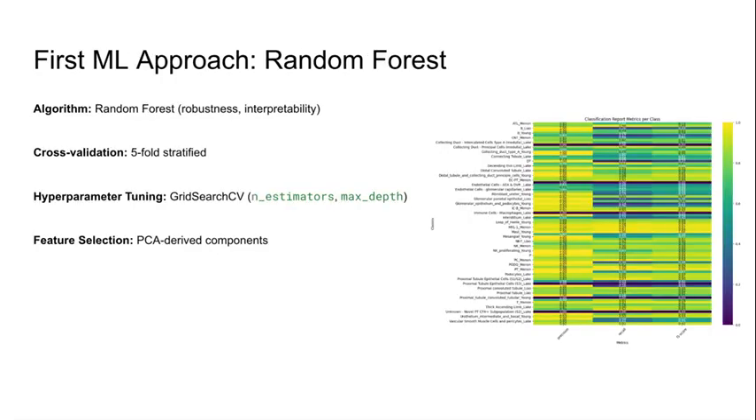For my first machine learning approach, I chose a random forest model: robust, interpretable, and less sensitive to overfitting on small datasets. I used five-fold stratified cross-validation, tuned key hyperparameters with randomized search CV, and used PCA components as features.